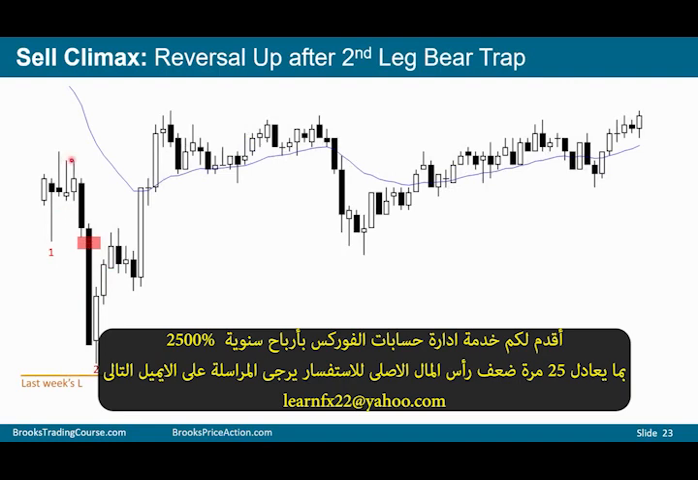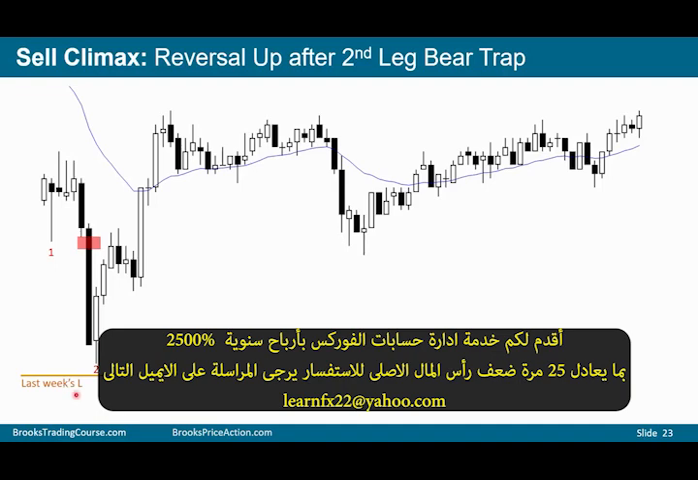Tried to reverse up on the open, and then we sold off sharply, a sell climax, and it was a test of last week's low. Every day likes to test something on the open. For example, it might test yesterday's low. Sometimes it tests last week's low or last month's low.